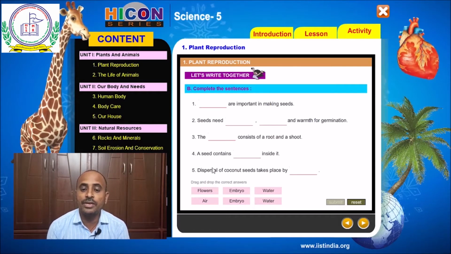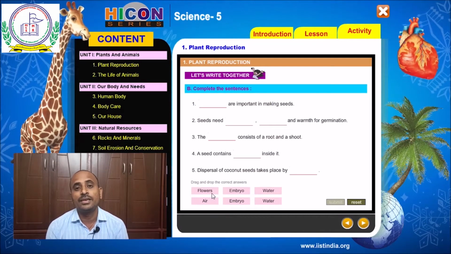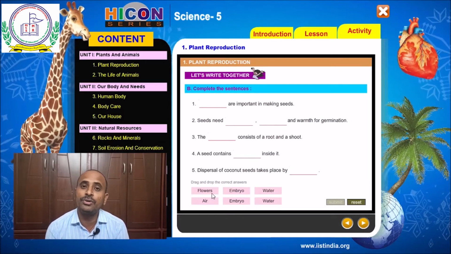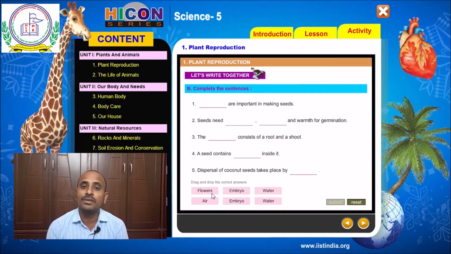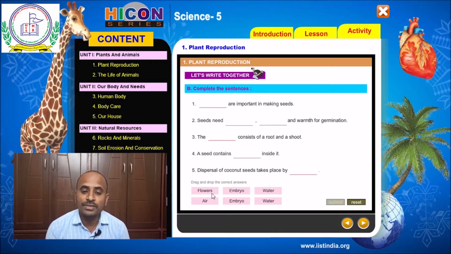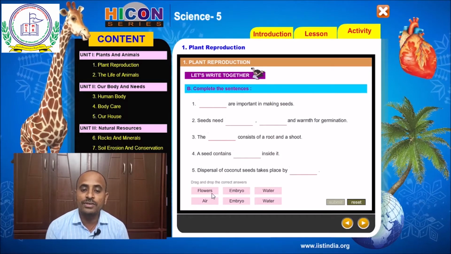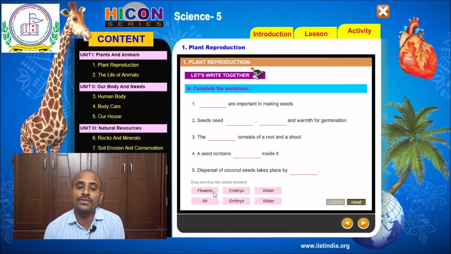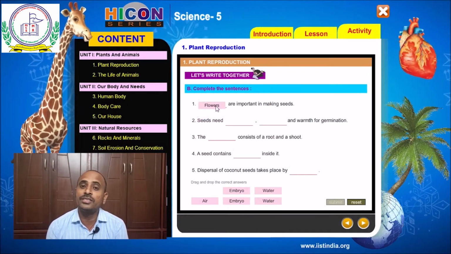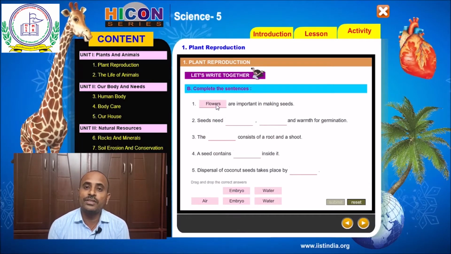Dash are important in making seeds. So which part plays a very important role in making seeds? So the answer is flowers. So flowers are important in making seeds. So write the word flowers for the first sentence, because flowers make seeds after pollination and after fertilization.